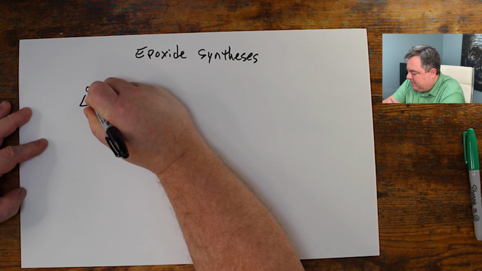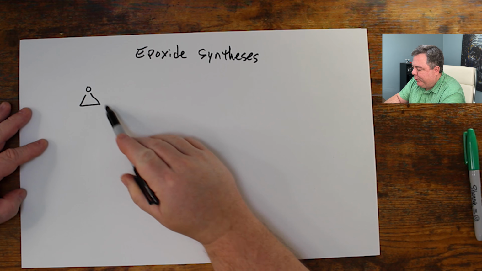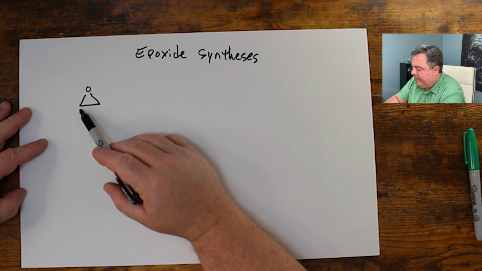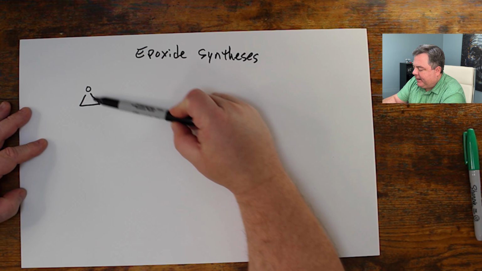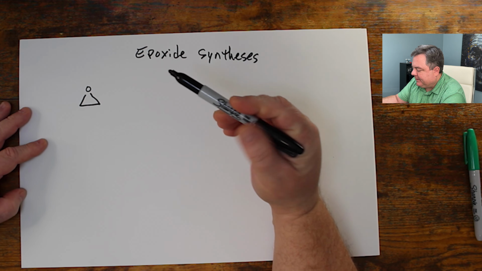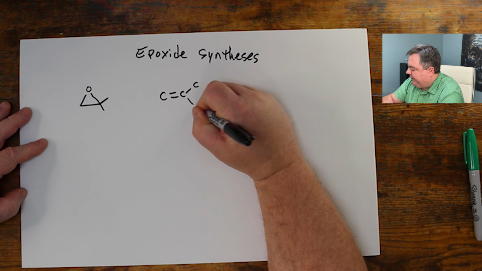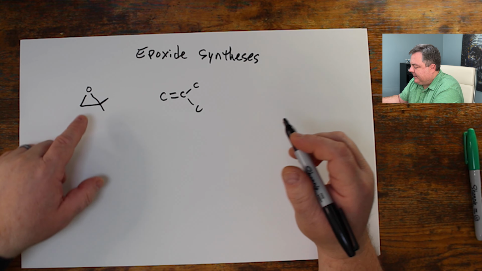In this video, I'm going to show you 2 ways to make epoxides. Let's jump right in. So epoxides are these 3-member ether rings that are triangles, but they're carbon, oxygen, carbon. So this is an epoxide. There's 2 ways we can make these types of epoxides.